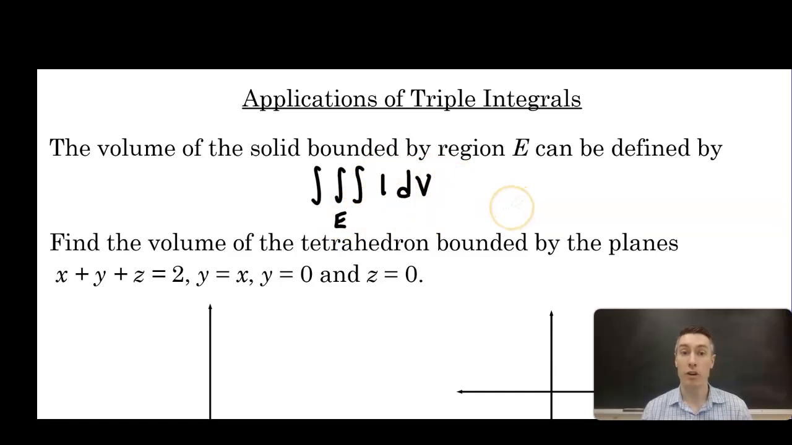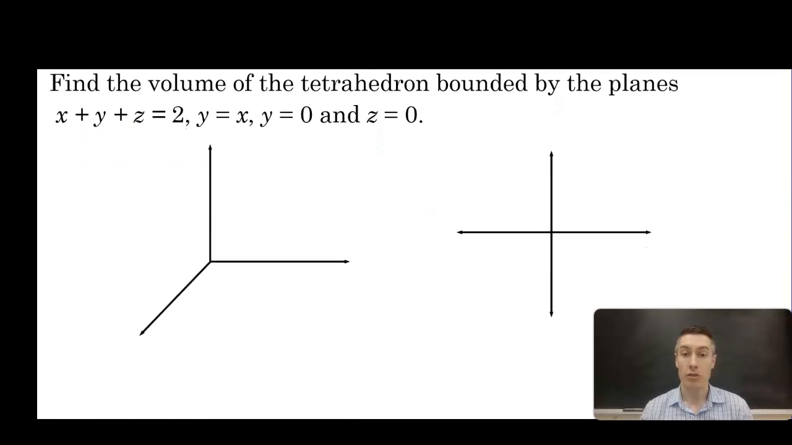So if we're integrating the function equal to 1, this triple integral then represents the volume of the solid defined by E. So an example, find the volume of the tetrahedron bounded by the planes x plus y plus z equals 2, y equals x, y equals 0, and z equals 0.